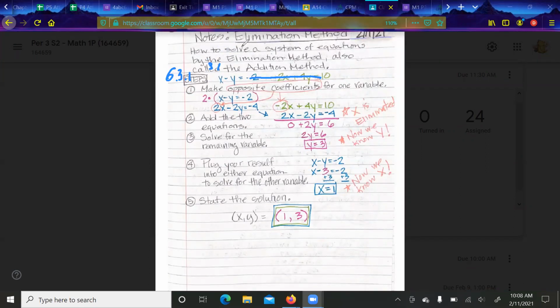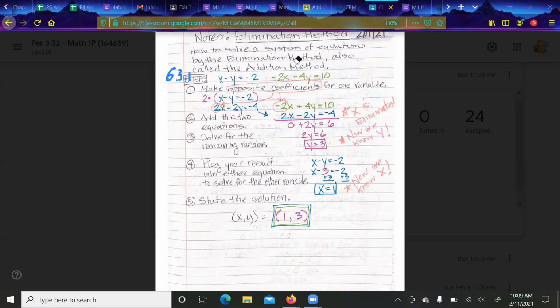All right, how to solve a system of equations by the elimination method, also called the addition method. Okay, so this is called the addition method because we're going to add two equations together. So you're writing this down: how to solve a system of equations by the elimination method, also called the addition method, period.